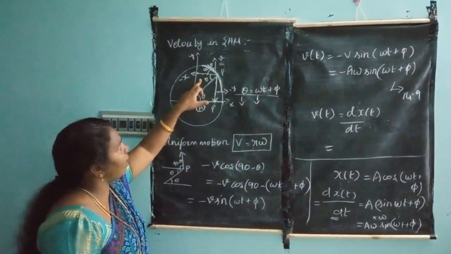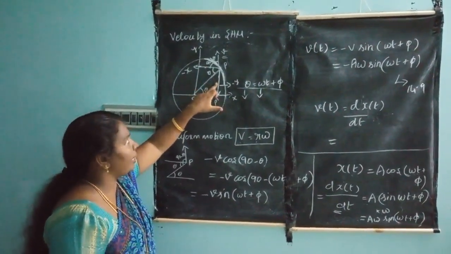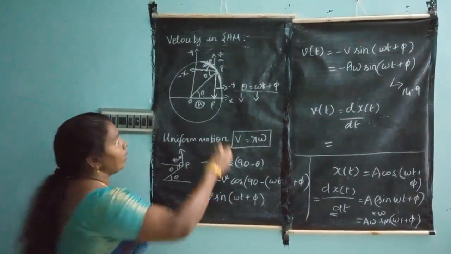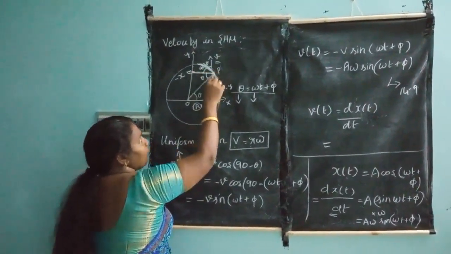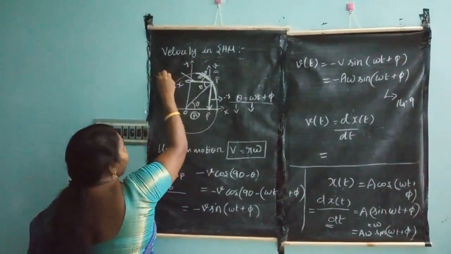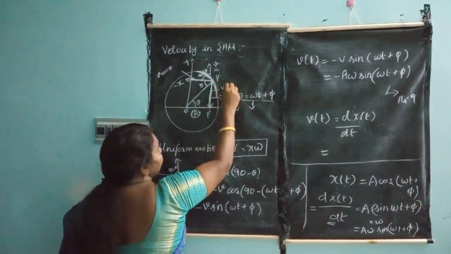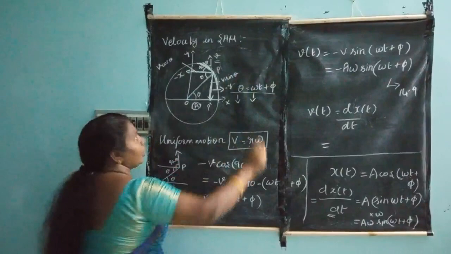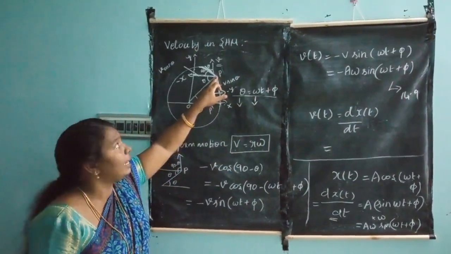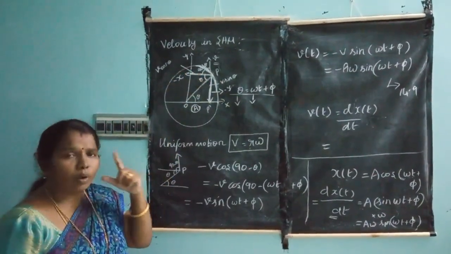The velocity is resolved into two components: a parallel component and a perpendicular component. Parallel component here can be written as v cos theta, and here it is v sin theta. So the velocity is now resolved into two components. Did you get it? This is the particular point velocity, and this velocity is resolved into two components. One is the parallel.